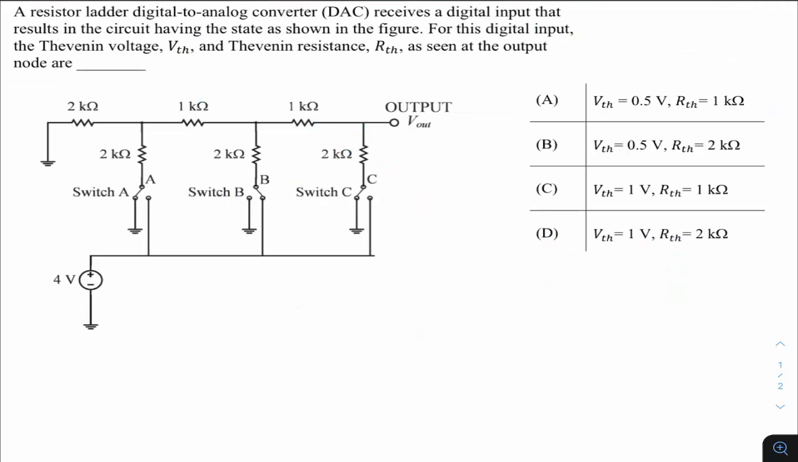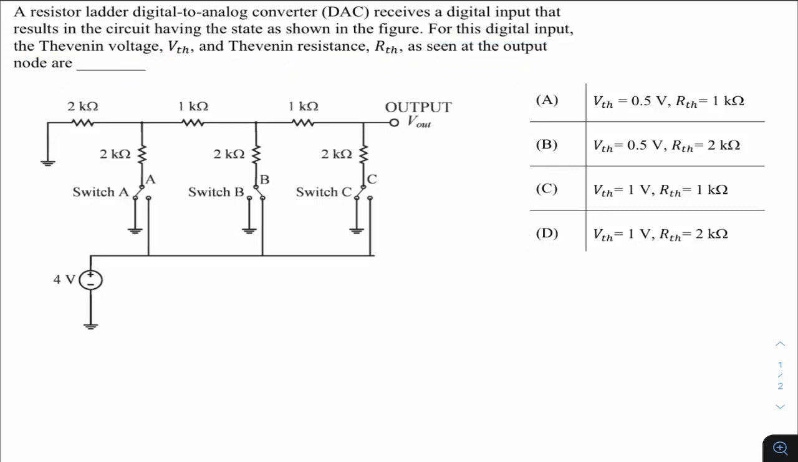This question was asked in GATE 22 of Instrumentation. This is from digital subjects, from the data converter topics, but the question is somewhat inclined to the network subject as well. The question is: a resistor ladder digital to analog converter receives a digital input that results in the circuit having the state as shown in the figure. For this digital input, the Thevenin voltage VTH and the Thevenin resistance RTH as seen at the output node are dash. These are the options we have.